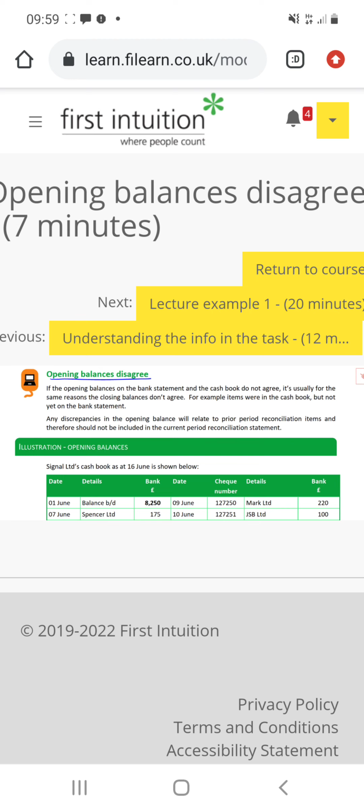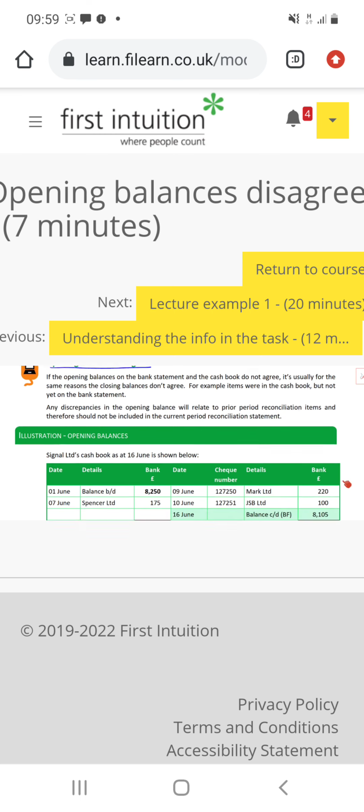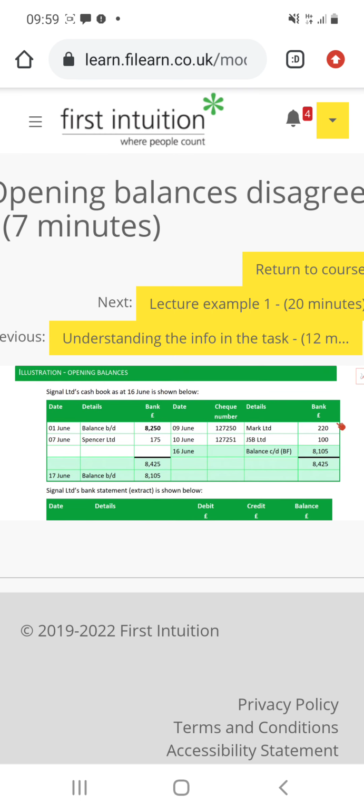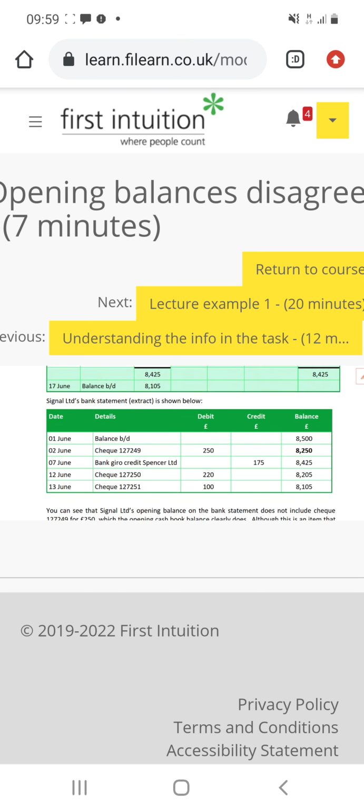Now, in terms of this and why, let's have a look at the illustration below. You can see it's much easier to see it with some numbers on. We can talk through and explain what's going on. So look, we have here Signal Limited's cash book at the 16th of June, and we can see quite clearly, 1st of June, the balance brought down is £8,250, so I'm expecting there to be £8,250 within the bank. However, if we go down and have a little look at the bank statement, we see the immediate problem that on the 1st of June, the balance brought down was £8,500. So instantly, these opening balances do not agree.